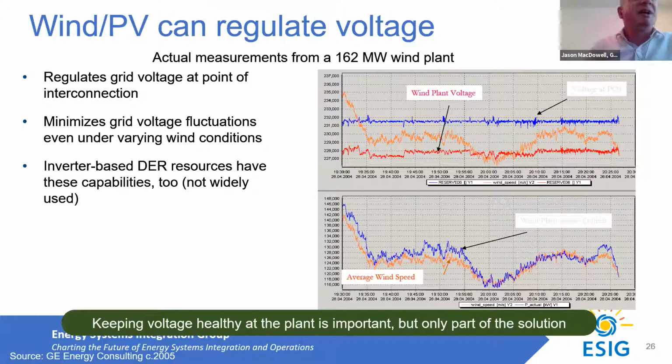Let's talk about steady state voltage regulation. Wind and solar PV right now have the same capability to regulate plant level interconnection voltage as any other resource. This is a plot from 15 years ago, when one of the first wind plants that we integrated at GE had a plant level control that very tightly controlled the voltage at the plant interconnection point into the grid. And this plant regulated the voltage 45 miles away from the plant into the grid, even though we had a lot of fluctuation of power output into the grid.